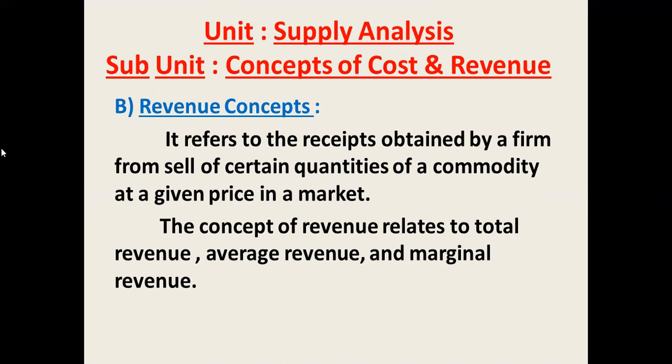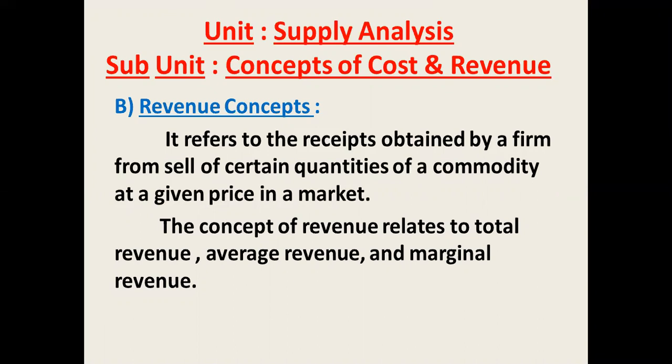Basically, cost means what? The entrepreneur undertakes an act of production. He has to use various inputs like raw material, labor, capital, etc. He has to make the payments for such inputs. So that is called the cost. It means the expenditure incurred on these inputs is known as the cost of production.